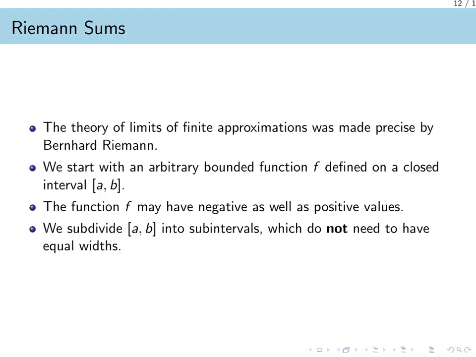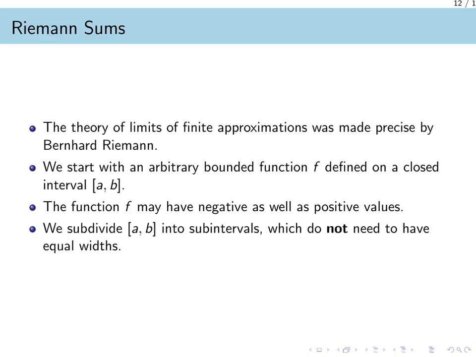To handle more complex functions, we now generalize our approach for approximating area using a method called the Riemann sum. This powerful framework, formalized by Bernhard Riemann, begins with any bounded function defined over a closed interval from a to b. An important point is that the function f can have both positive and negative values, which will affect how we interpret the final result.